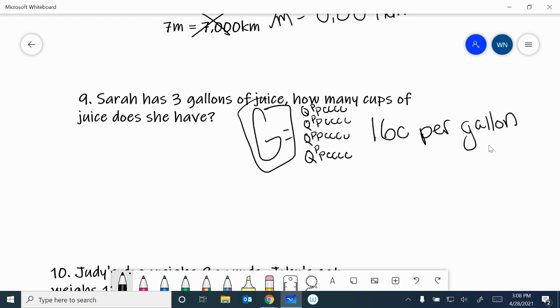So if I've got 3 gallons, I know I'm going to multiply 16 times 3, because 16 cups per gallon, 3 gallons. 6 times 3 is 18. 3 times 1 is 3 plus 1 is 4. So she's got 48 cups of juice. Let's go ahead to the next one.